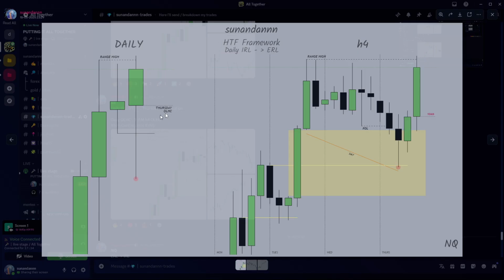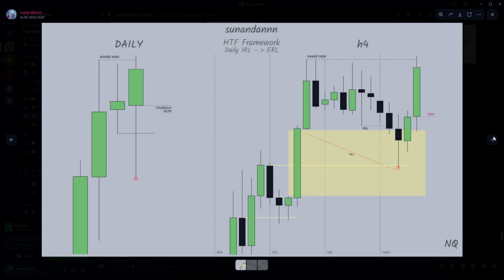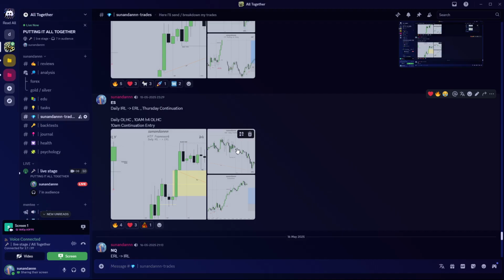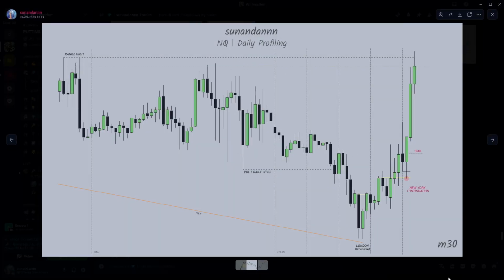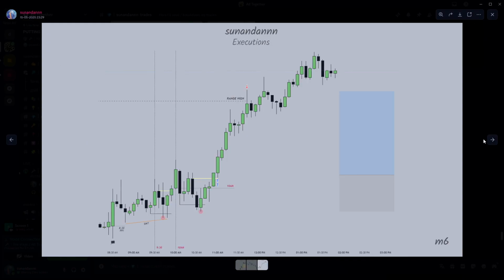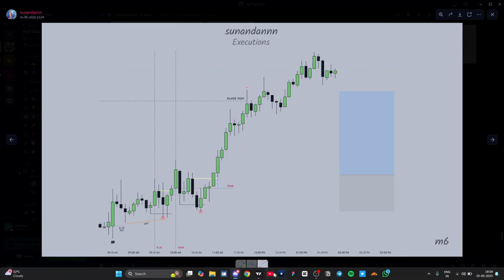Here, daily and H4 for narrative, daily profiling here. M30, daily candle open, Thursday open low, displacing away from the low of the day established at a relevant key level, just framing the continuation of the daily profile towards the objective. This here, long day till the range objective.